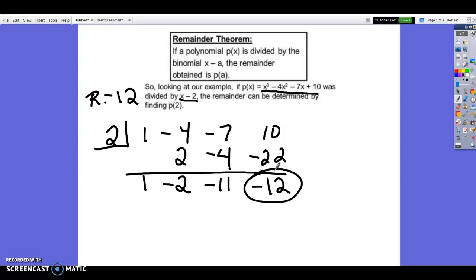So the remainder theorem, we did that first, but we just substituted 2 in for x, p of 2, substitute 2 in for x, and that gives you the remainder. So if you want to check division, long division, or synthetic division, you can use the remainder theorem.